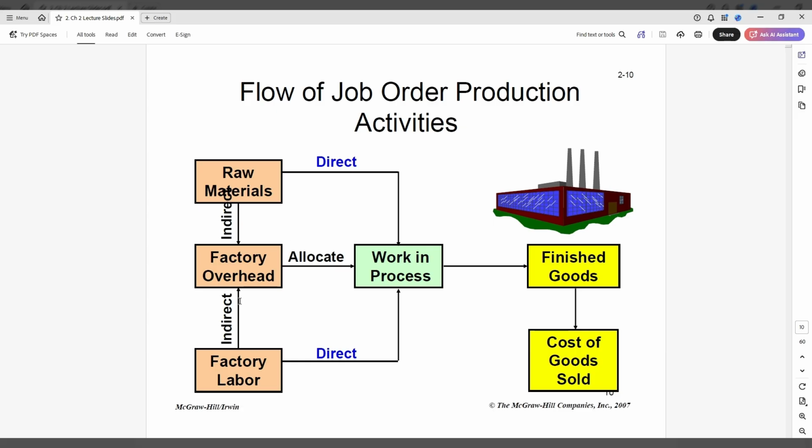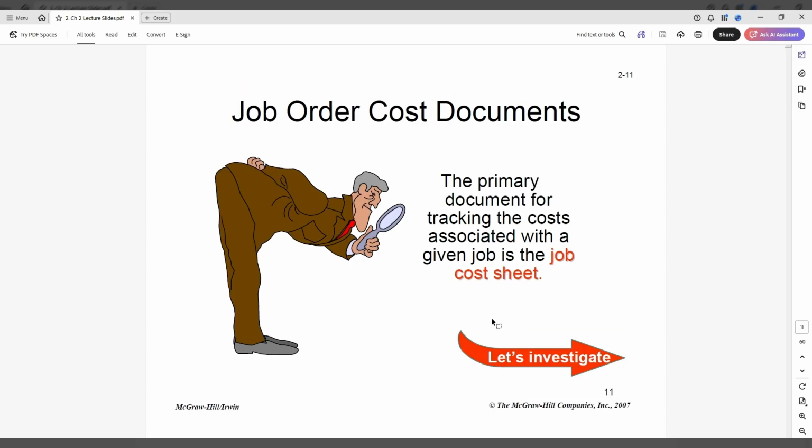So anyway, once we get all our costs directed into our work in process for this unique job, we track all those. Once the job's finished, it goes to finished goods, and we sell it to that customer. So we already covered this in chapter 1, the basic flow of things, still the same. Let's see, job order cost documents.